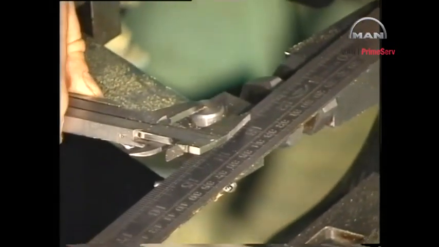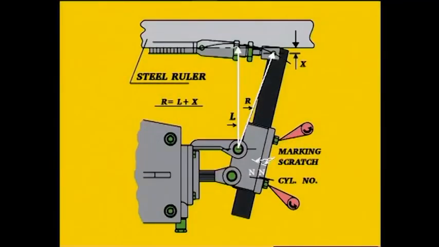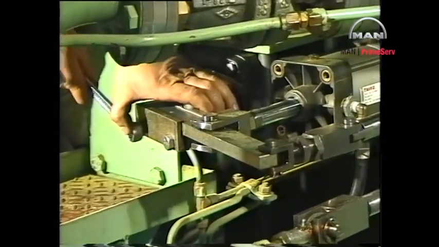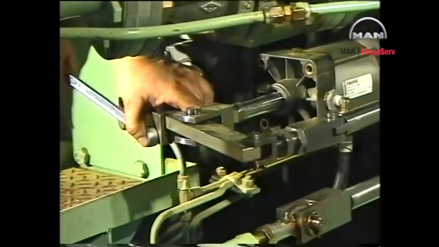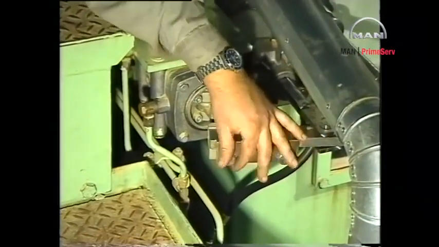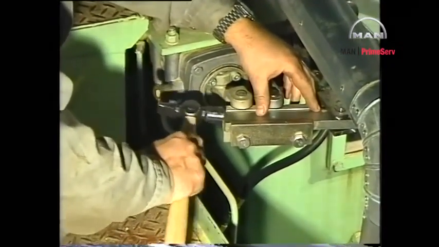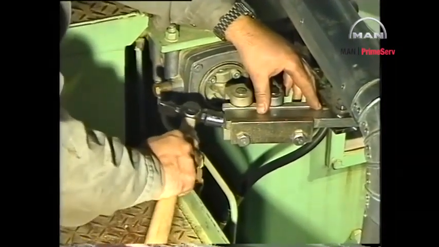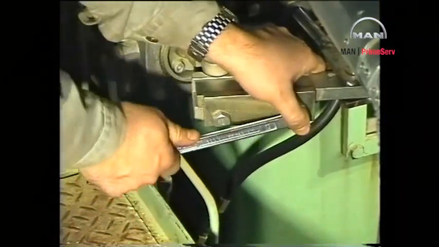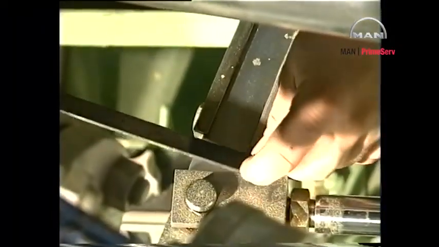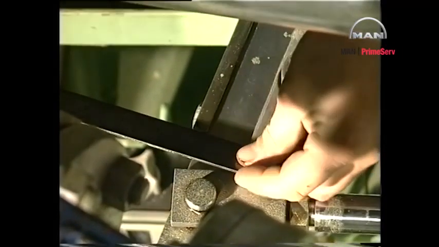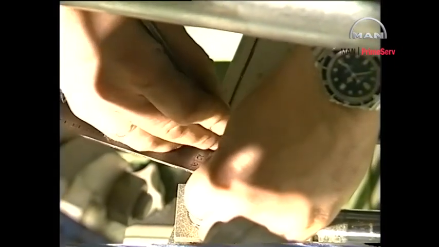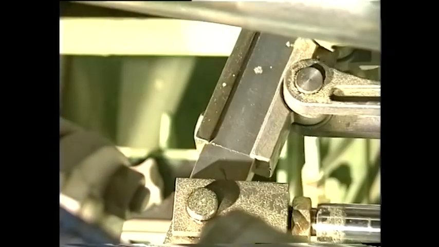Note down the result. To ensure that the movement of the link is evenly distributed around the center line of the VIT rack, R must equal L plus X. In the event that R does not equal L plus X, displace the lever until new measurements confirm that R equals L plus X. When the correct position is obtained, mark the position of the lever and stamp the cylinder number on the locking plate and lever.